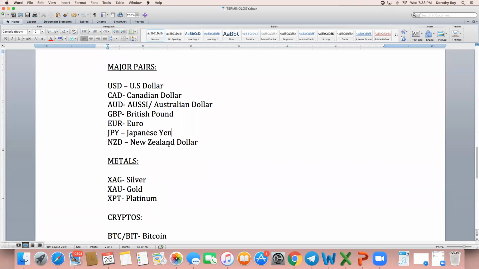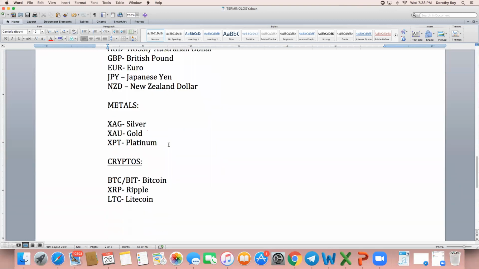And then the next thing we're going to go over is metals. It's not just currency that we're going over, we're also going over metals. So you can trade silver, you can trade gold if you wanted to, and you could trade platinum. And I believe copper, but I don't think it's abbreviated at all, I think it's just copper. I'm not too sure, but I don't think you can trade copper with anything else.